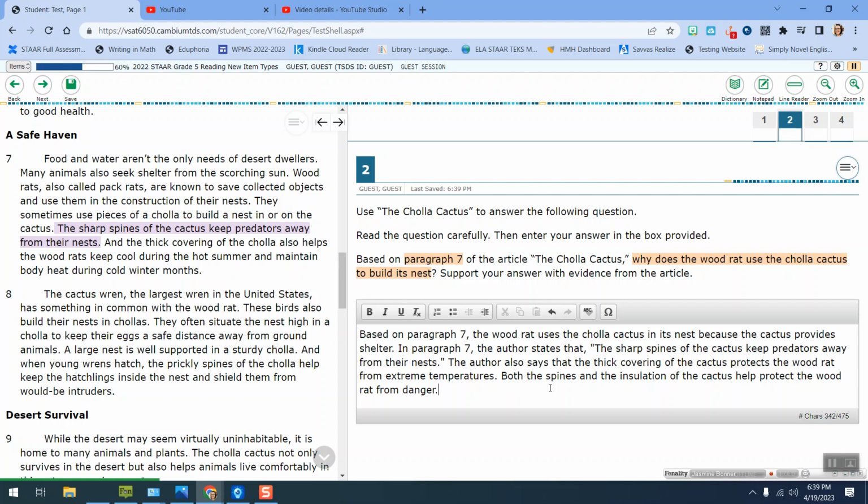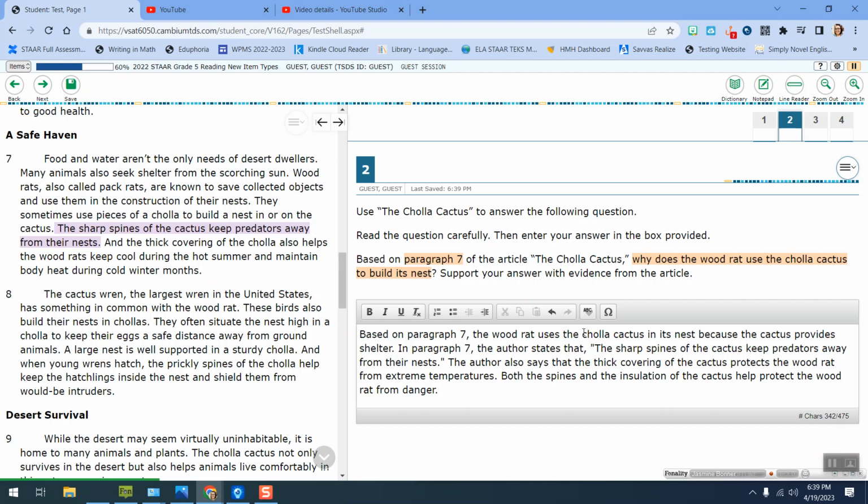This one's much longer than you have to write. And if you'll look at the number of characters we have, there are 342 used out of 475. I could write 2 or 3 more sentences if I wanted to. I am not going to because I feel like this answer is really good.